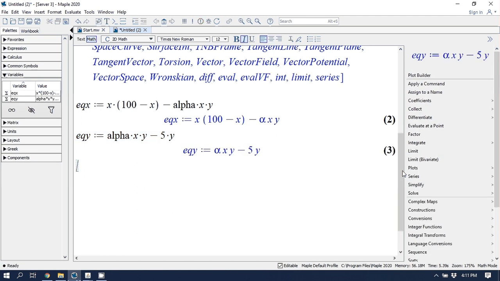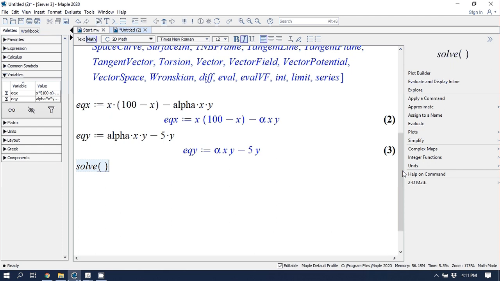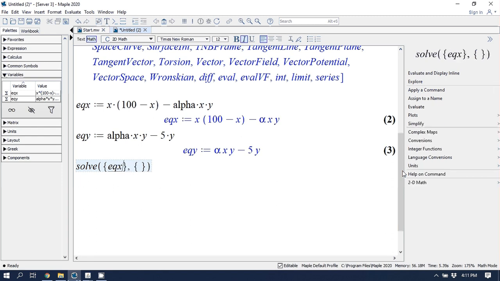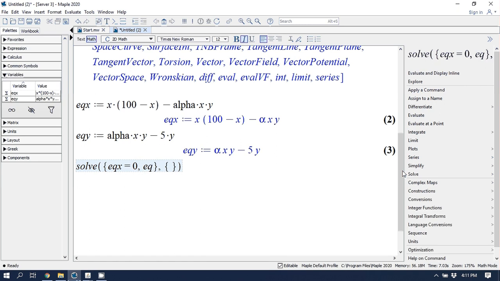Once you enter the system, the next thing to do is to compute the equilibrium points. You could do that with the solve command. Make sure you don't leave any space between the name of the command and the arguments. In the parentheses, you're going to enter 2 pairs of braces. In the first pair, you're going to enter each equation. The braces, by the way, signify a system of equations. If you have a single equation, you don't need braces. But since we have 2 of them, we're going to put the system of equations together in a pair of braces: EQX equals 0, EQY equals 0.